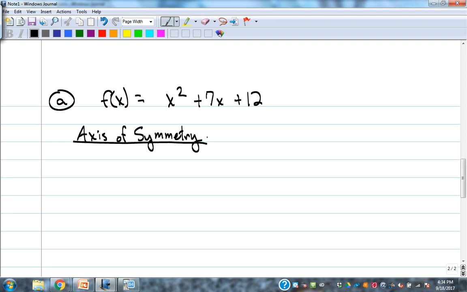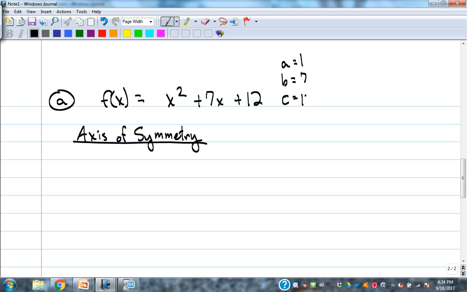Axis of symmetry. So we've got to know what a, b, and c are. If we don't know what those are, we're screwed. Okay. So what's a? b.